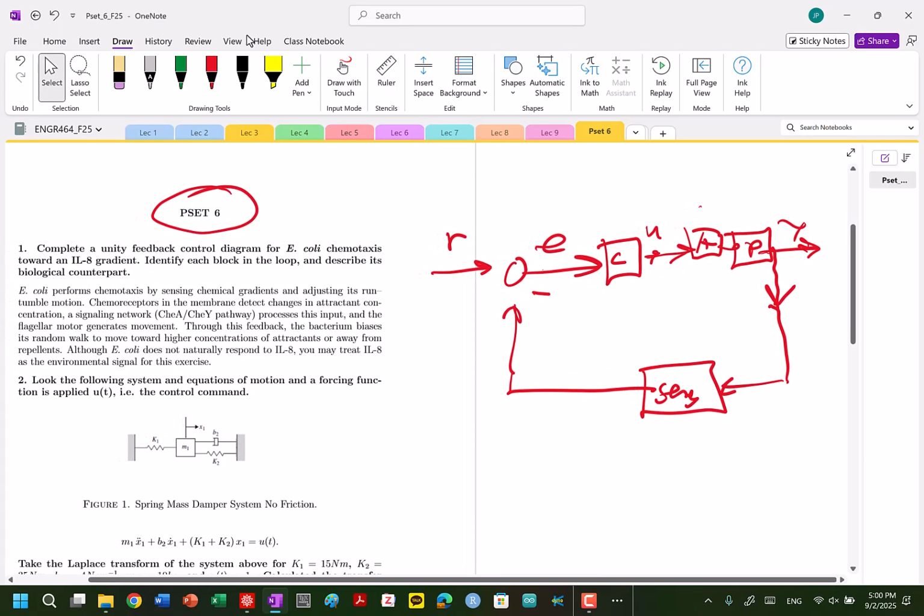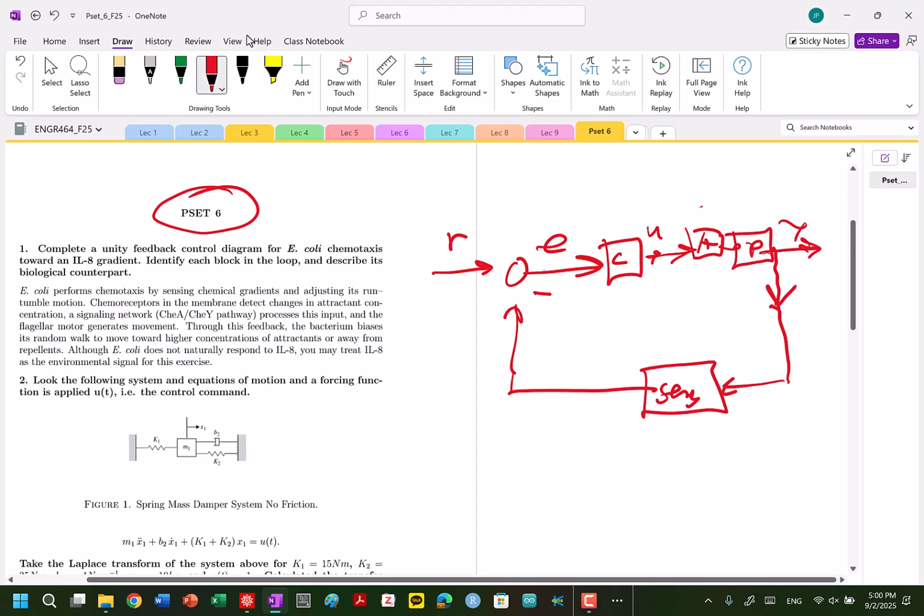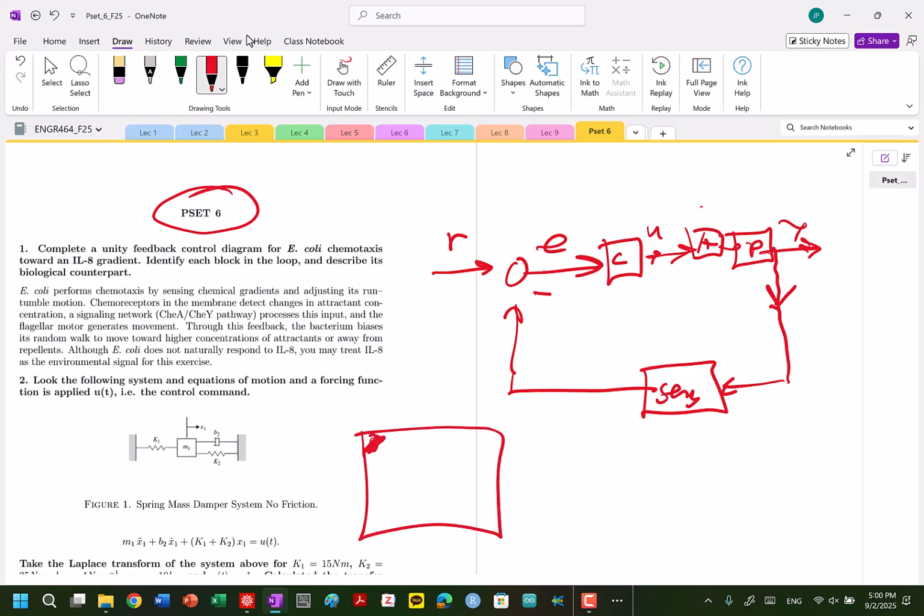So let's read this system. E. coli performs chemotaxis, sensing chemical gradients and adjusting its motion. So the idea here is, let's say you have an environment with a lot of chemoattractant over here, where the cell is going to move along this gradient towards this general direction. So my cell is here, sniffing this gradient, and it's going to move towards where there's a gradient in the concentration. Receptors detect the attractant concentration, the signaling network processes the input, the flagella motor generates the movement, and the bacterium biases its random walk to move towards the highest concentration.